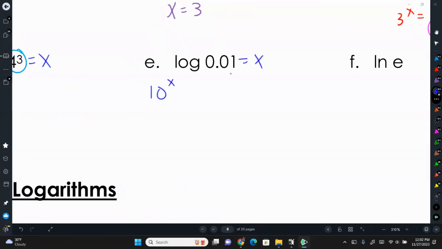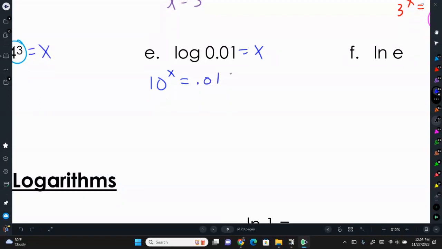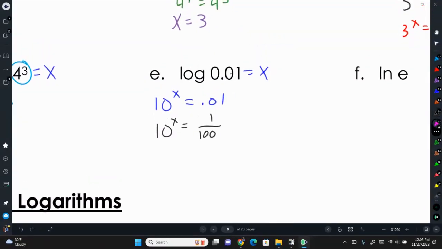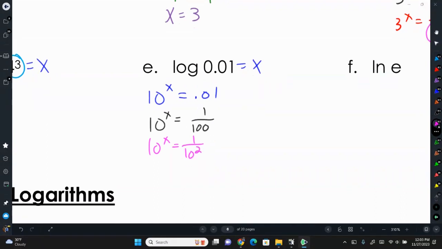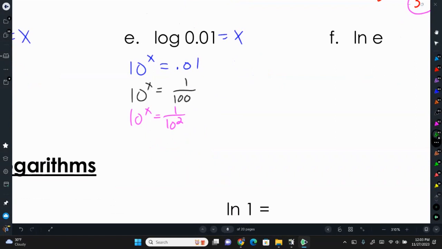So we have 10 to the x power equals 0.01. Well, 0.01 is really 1 over 100, because when you look at that and say, oh, that is 0.01 or 100th, if we're talking about place value. So then we know that 100 is 10 squared. And like we saw in letter C, we can now move that up and change it to 10 to the negative 2 power. So then x would equal negative 2.